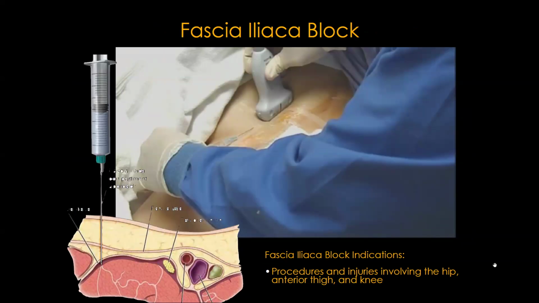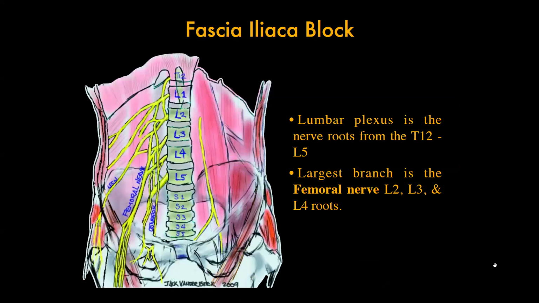So the fascia iliaca block covers the hip, anterior thigh, and knee. So we have the lumbar plexus, which is the nerve roots from T12 to L5. So the ventral rami from T12 to L5. And the largest branch is 2, 3, 4, it's the femoral nerve.